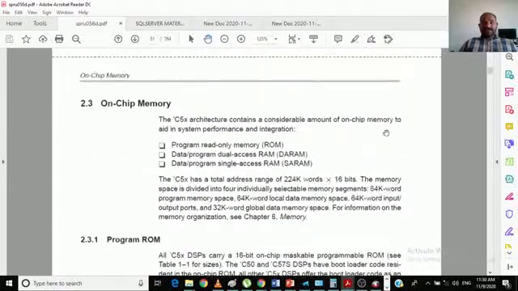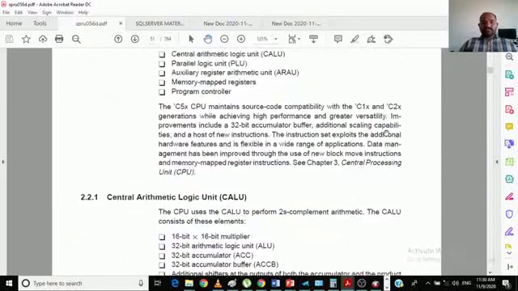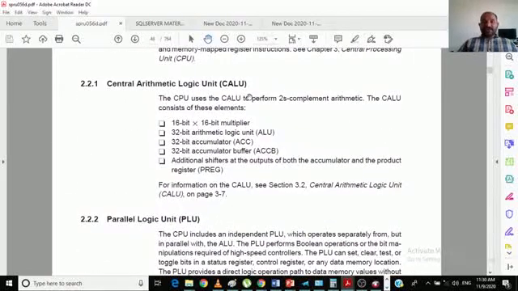First one is the CALU block. In short, you just note down this point, and I'll give the explanation. The central arithmetic logic unit, which is nothing but the CALU, performs the 2's complement arithmetic operations. It performs multiplication between two 16-bit numbers, and these two 16-bit values are represented in the 2's complement form.